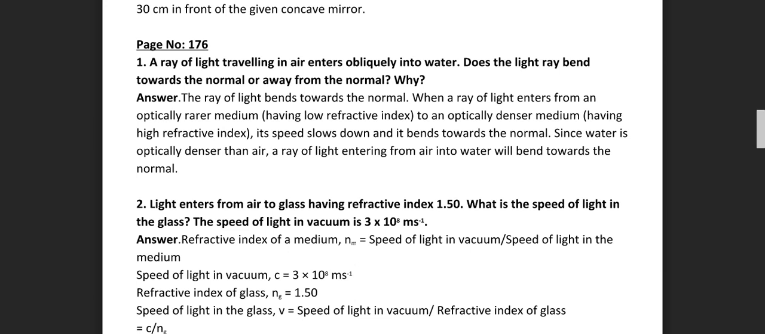Next is a ray of light traveling in air enters obliquely into water. Does the ray of light bend towards the normal or bend away from the normal? Why? The ray of light bends towards the normal. Why? Because when a ray of light enters from optically rarer medium to optically denser medium, its speed slows down and it bends towards the normal.